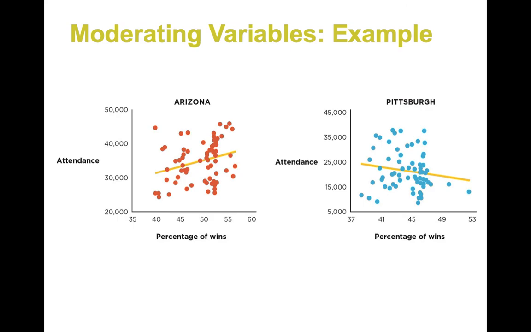All right. So again, a moderating variable is one that changes or affects the strength of the association between two variables.